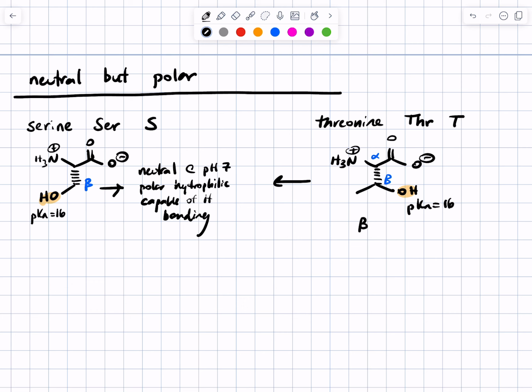Threonine is one of these beta branched amino acids, but the branching point is an OH group. So I don't know that this counts.